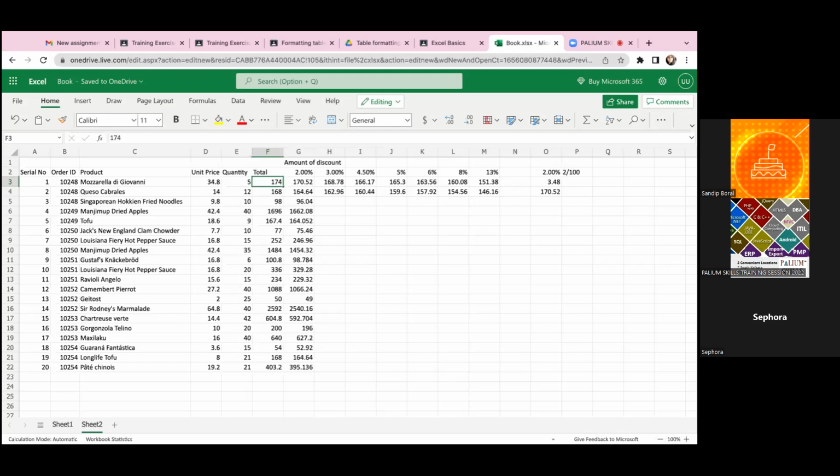Whichever cell you want to lock, you have to use the dollar sign. So here I wanted to lock the second row. So I used a dollar sign before 2. Sorry, I'm confusing you guys. Before 2, you have locked it.